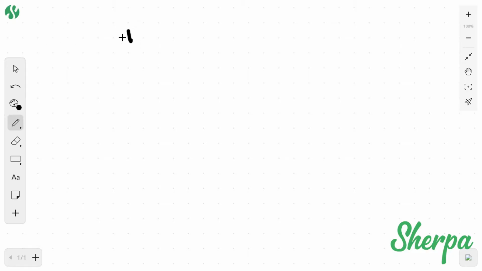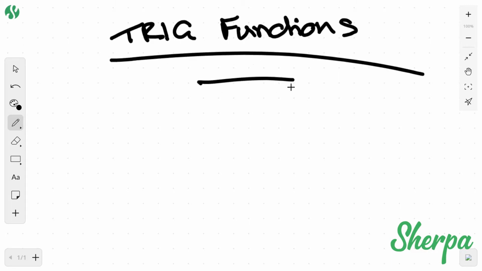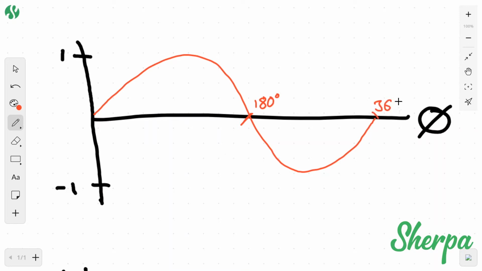Today we're going to be covering the trigonometry functions sine, cosine, and tangent using the Sherpa online classroom in 5 minutes or less. So let's look at the sine wave. On the y-axis, we go between 1 and -1, and on the x-axis we have the angle. As you can see, we cross 0 at 180 and 360, with our peaks at 90 degrees and 270 degrees.